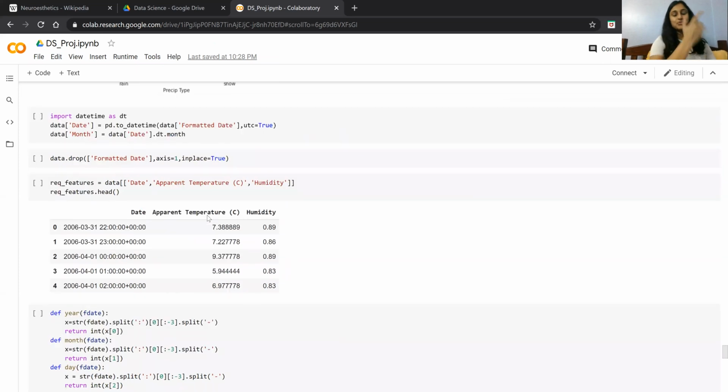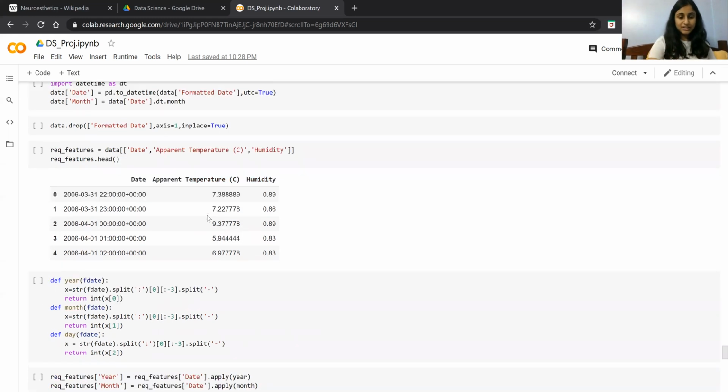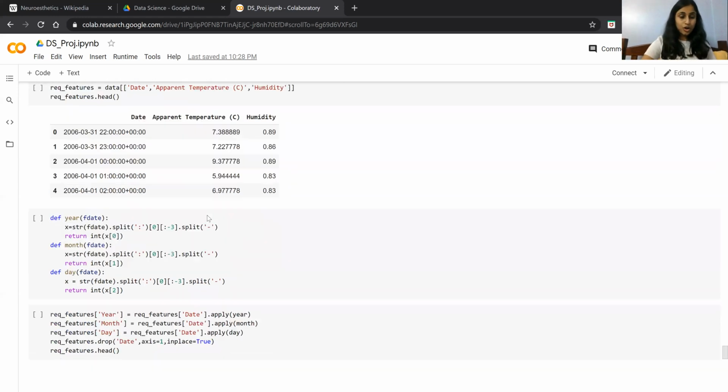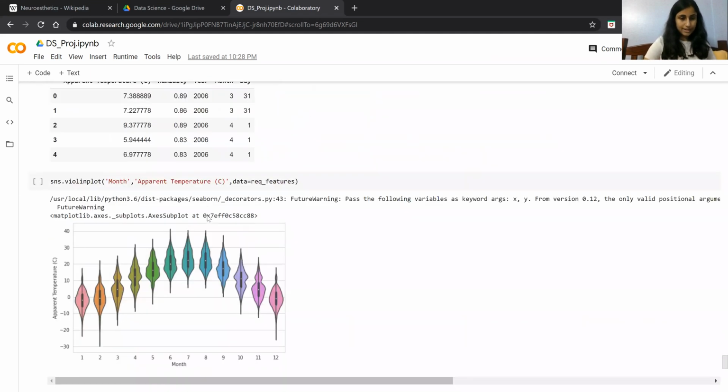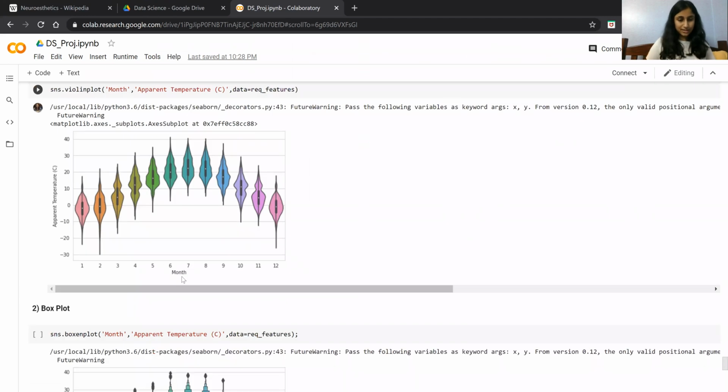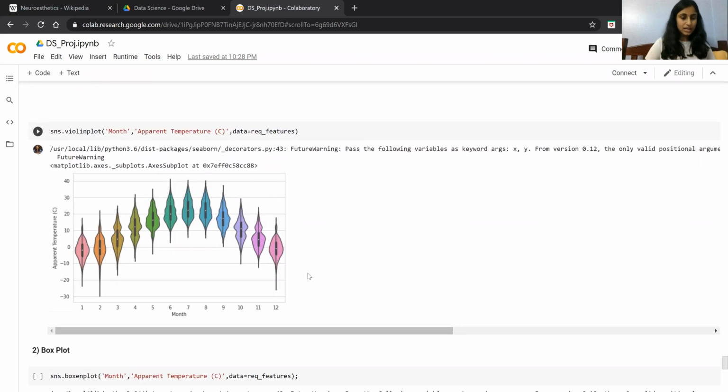Okay. So next, we wanted to make violin plots for different months. So we've taken the dates in the date column, and we split the dates in order to make it year, month, and day, being like 31st, 1st, and so on. So according to the months, we have plotted violin plots here. Yeah, as you can see. So the month here is the 1st, 2nd, 3rd, 4th, so on till the 12th month. And we plotted apparent temperature versus month. So it just gives more clarity. This is the plot for it.